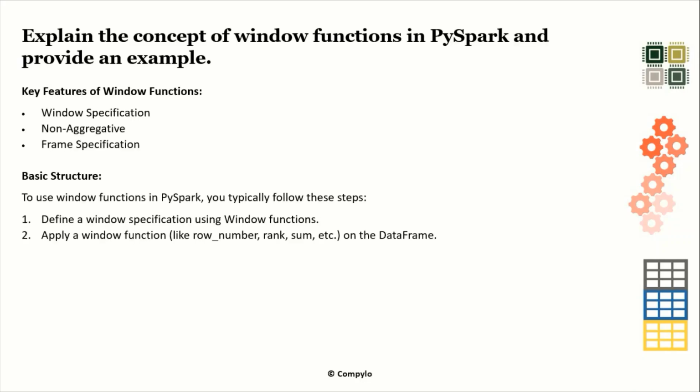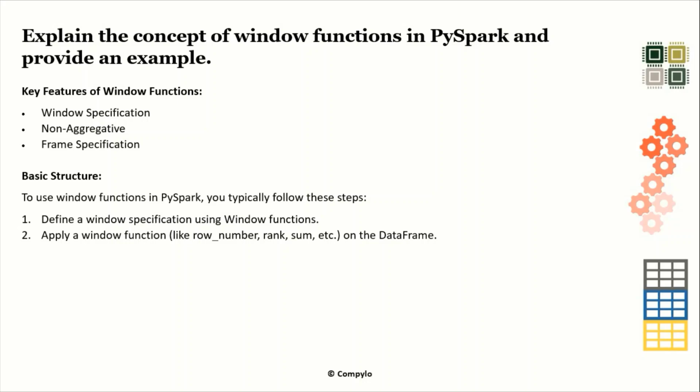Next question is, explain the concept of window function in PySpark and provide an example. Window functions in PySpark allow you to perform calculations across a set of rows that are related to the current row. This capability is particularly useful for operations that require context from multiple rows, such as running total, moving averages, and ranking with partition. What are the key features of window functions?